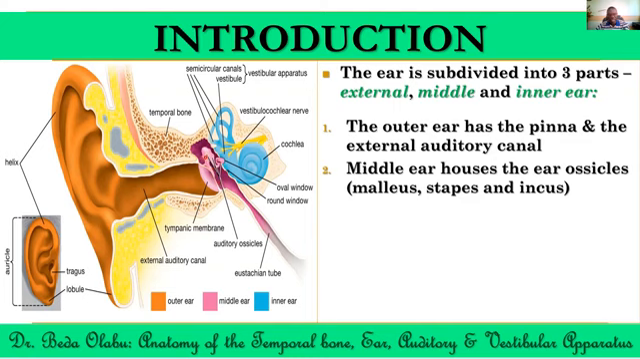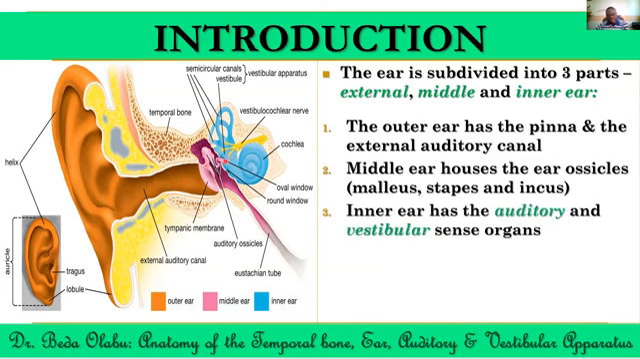The middle ear houses the ear ossicles. The ossicular chain consists of three bones: malleus, incus, and stapes. Now, the ear ossicles primarily amplify the vibrations which come from the eardrum. And through that amplification, the vibrations are then sent into the inner ear. The inner ear is the one that houses the receptor organs for hearing and the receptor organs for equilibrium.